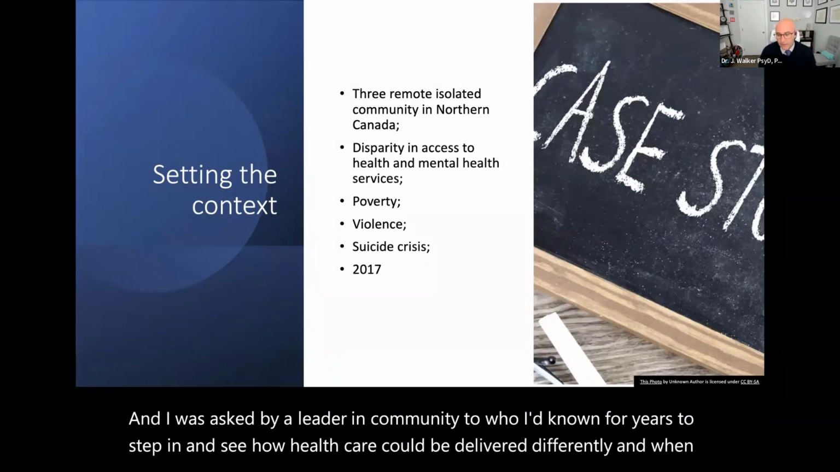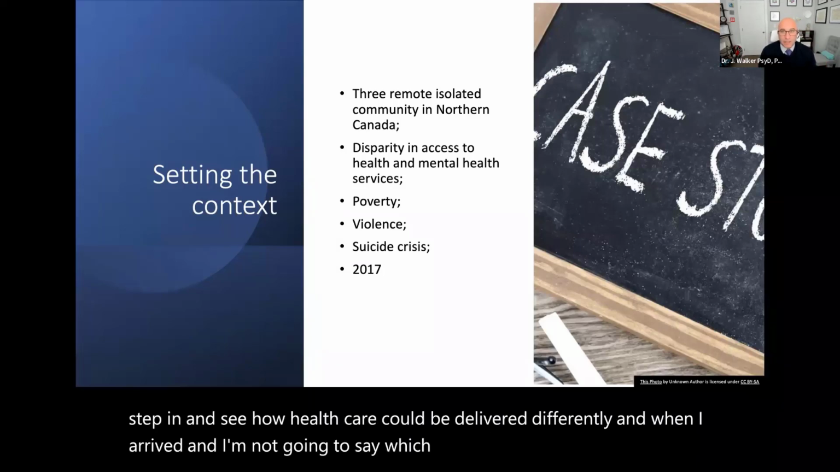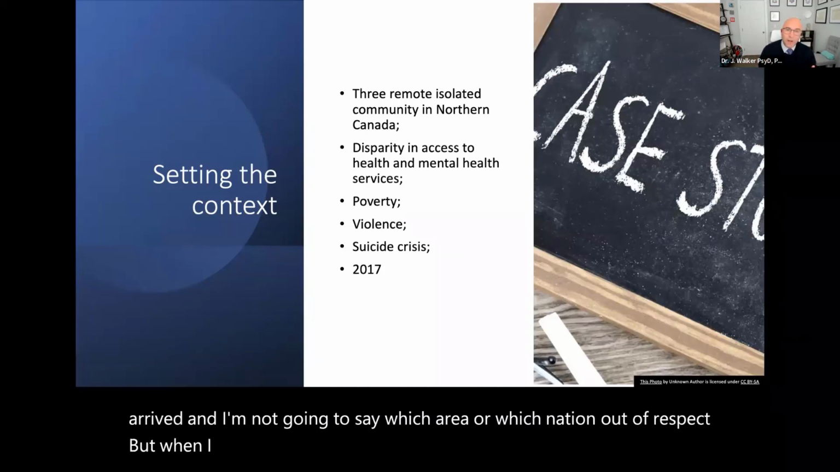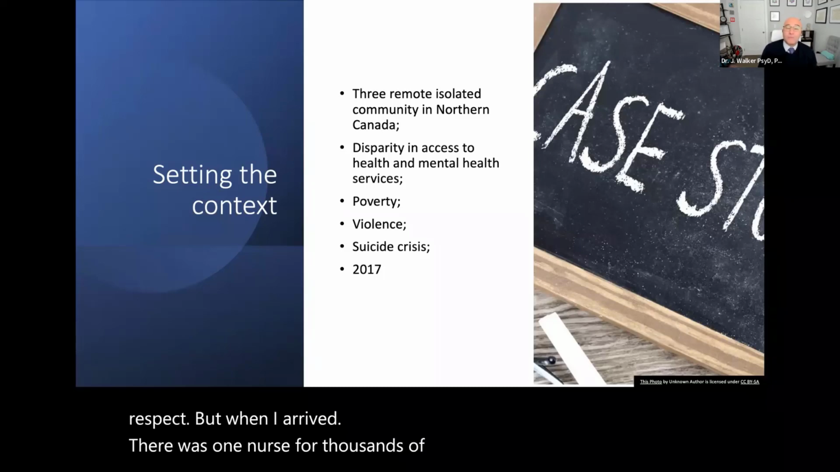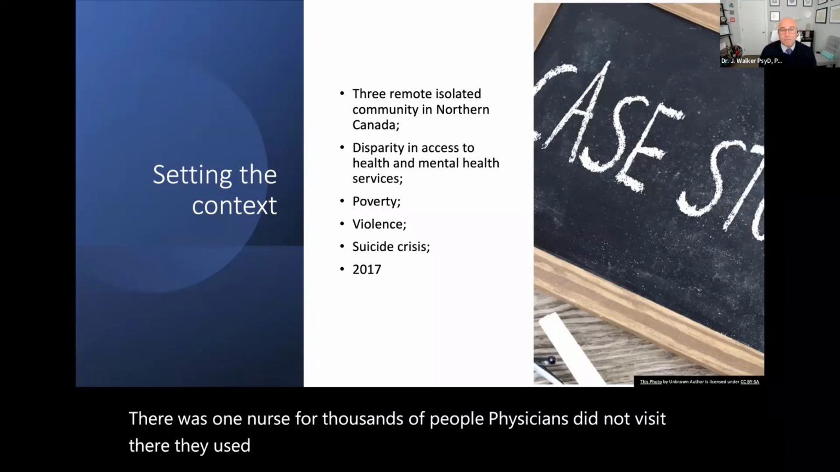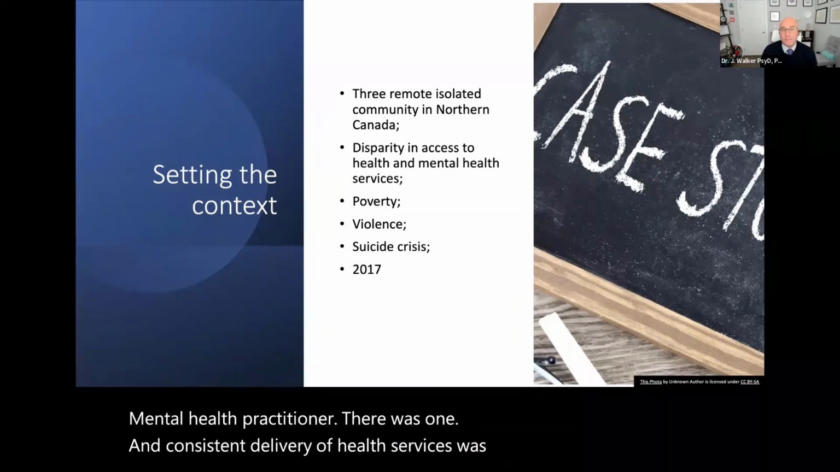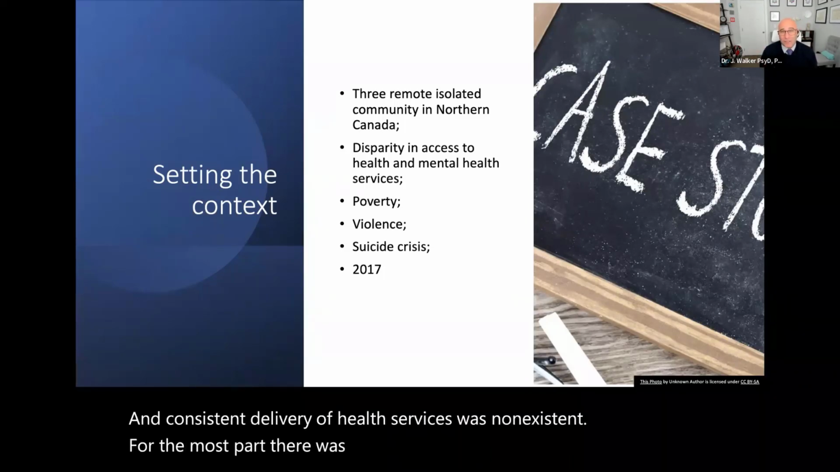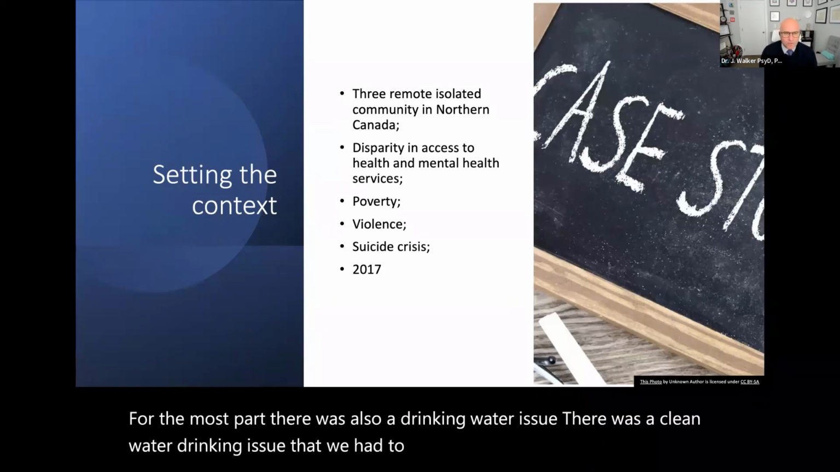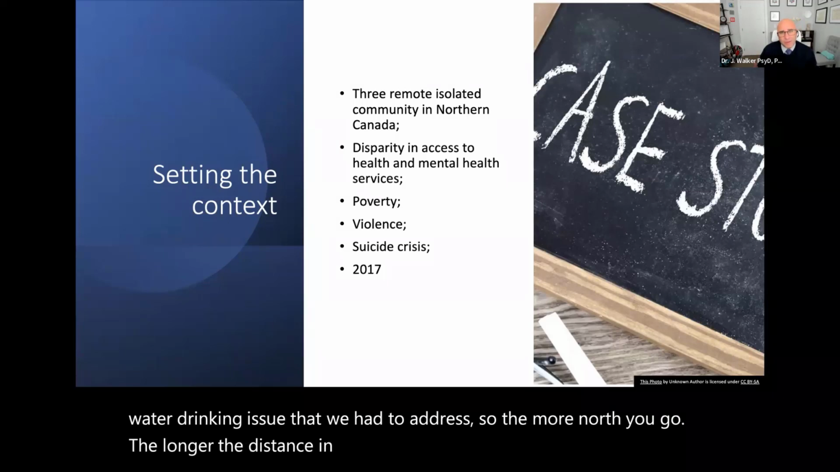And when I arrived, and I'm not going to say which area or which nation, out of respect, there was one nurse for thousands of people. Physicians did not visit there. They used to. Mental health practitioner, there was one. And consistent delivery of health services was non-existent for the most part. There was also a drinking water issue. There was a clean water drinking issue that we had to address. So the more north you go, the longer the distance in order to get help, right? In order to get complex levels of care.